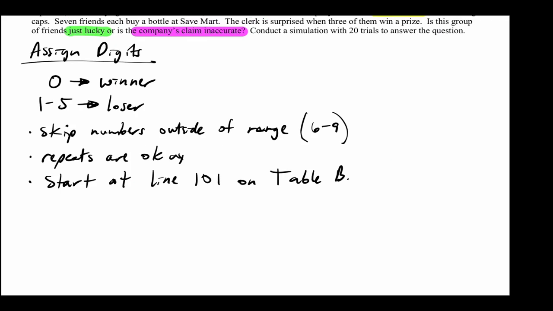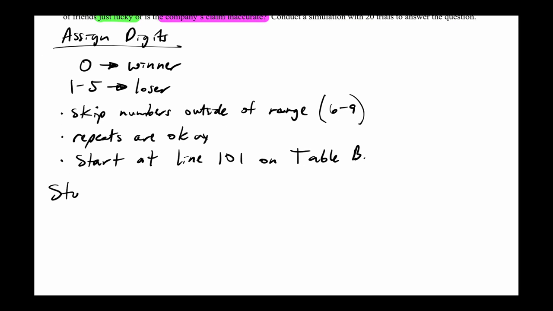Okay, stopping rule. When is one trial over? When am I done with one trial? Because I've got to do 20 of them. So when is one trial over? When we get 6 numbers that are in our range, so 0 to 5. So only one number? 6 numbers. I'm trying to recreate this event.